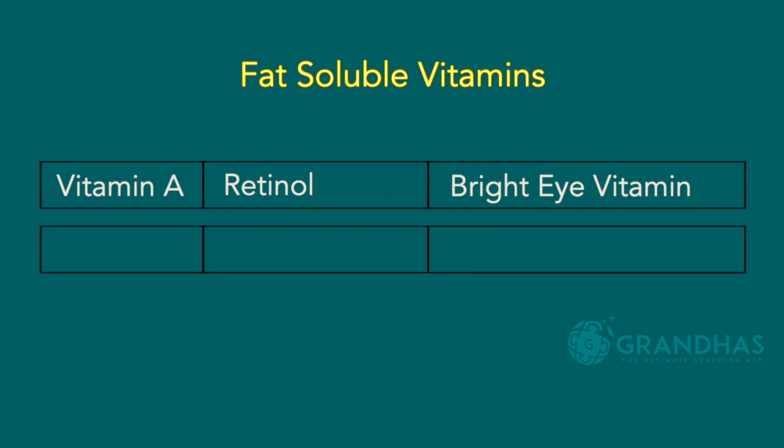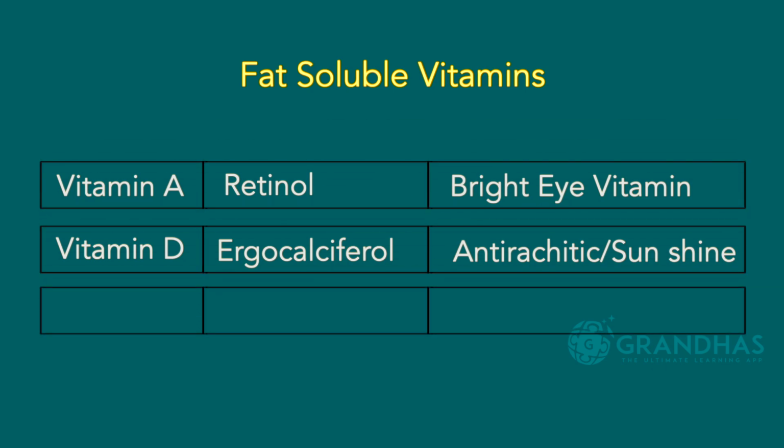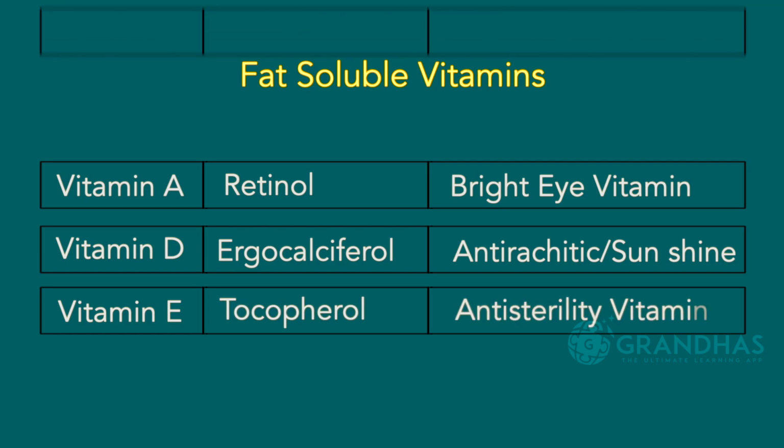Second one is vitamin D, which is known as ergocalciferol, and it has 2 good names: anti-rickettic vitamin or the sunshine vitamin. What is it? Anti-rickettic vitamin or the sunshine vitamin. Now vitamin E, they are the tocopherols. Vitamin E, they are the tocopherols.